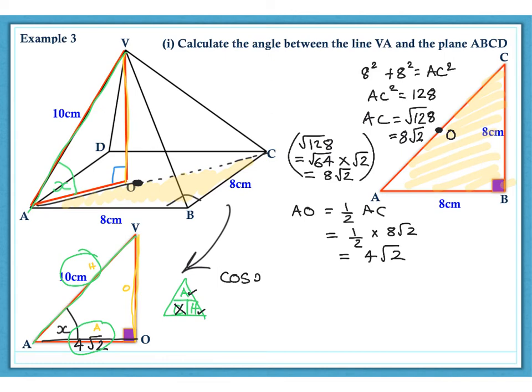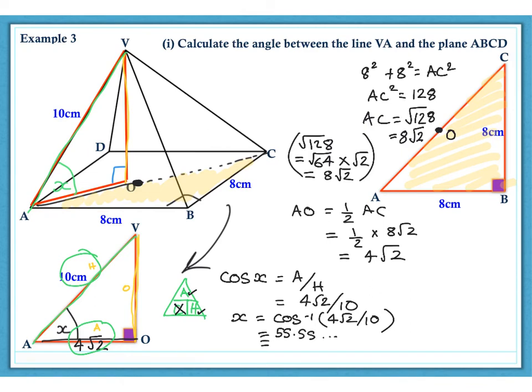So cos of X is equal to the adjacent divided by the hypotenuse, which is equal to 4 root 2 over 10. X is then equal to cos to the minus 1 of 4 root 2 over 10. Input that into your calculators. This works out to be 55.55, etc., 55.6 degrees to 1 decimal place.